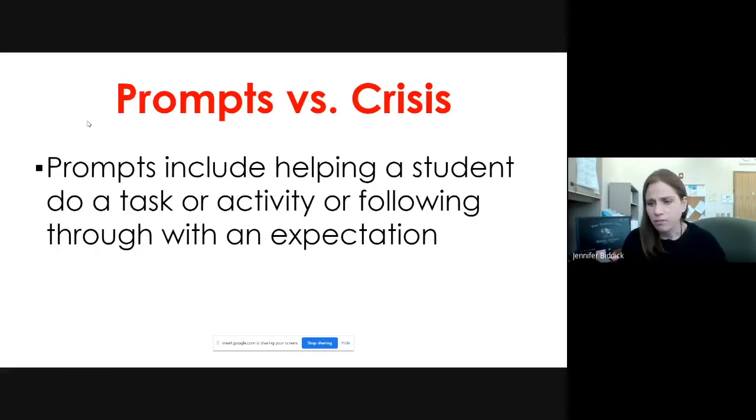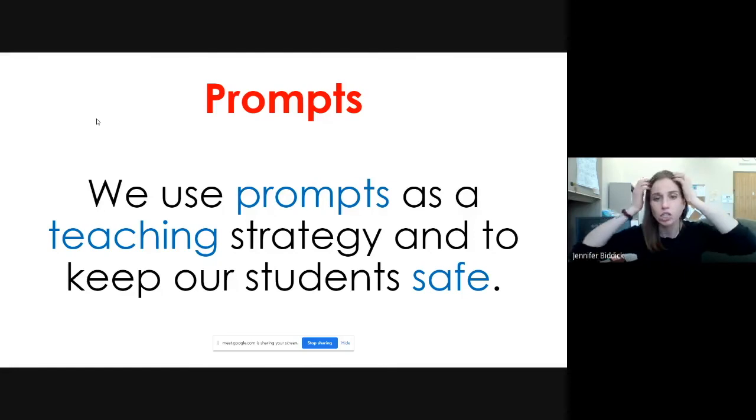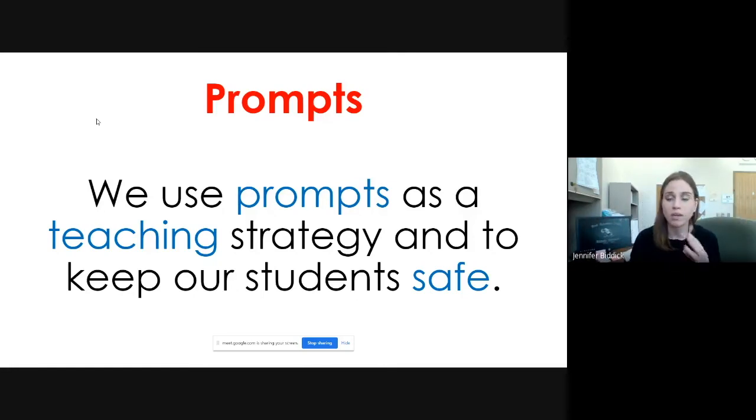I just want to very, very super quickly, because we're out of time, talk about prompts versus crisis. So prompts are ways in which we help a student to do a task or activity or follow through with an expectation. Prompts are a teaching strategy, but we can also use them to keep our students safe. So if we have a student that might be beginning to engage in some self-injurious behavior, and we prompt their hand down, that's a prompt. That's not CPI, that's not a restrictive intervention, that's a prompt. We're keeping them safe. If we're giving our student physical hand-over-hand guidance to wash their hands, that's a teaching strategy. We're guiding them on how to complete that task. That's a prompt.